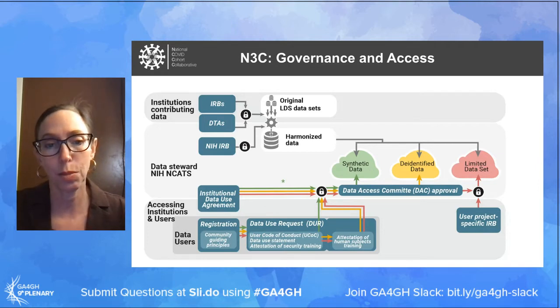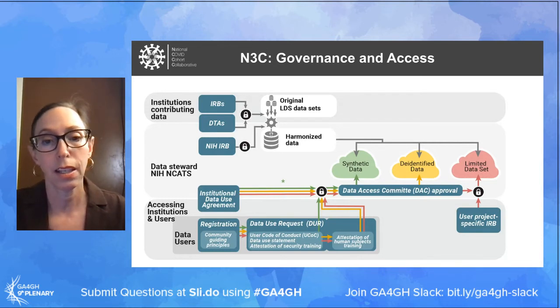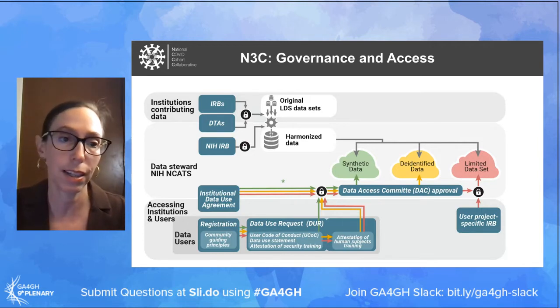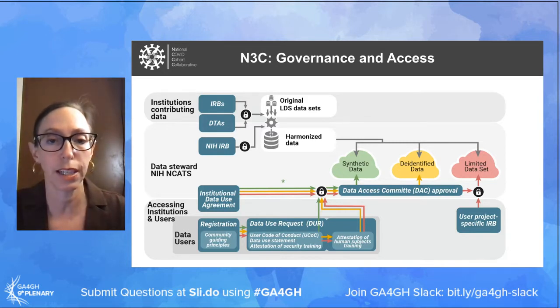You sign some community guiding principles, which essentially declare best practices and a code of conduct for interacting with the community, interacting with the system, and use of the data. Once you have a project in mind, and you must be studying COVID, you can't use these data to study anything else. You submit a data use request, which includes a user code of conduct for data management and making sure that you're knowledgeable about how to use the data.